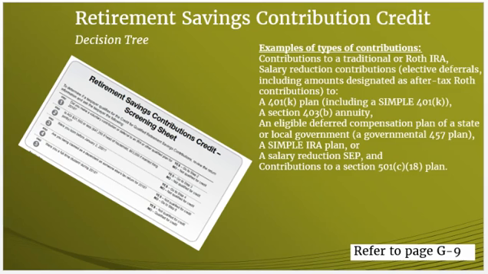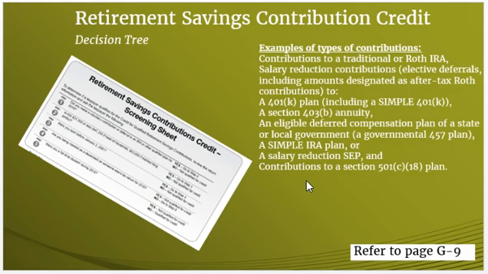Another credit you will see a lot of is the Retirement Savings Contribution Credit. And there is, of course, in your 4012 on page G9, the screening sheet, which is going to answer questions for you about different scenarios that you are faced with. But examples of the types of contributions: you've got taxpayers who make contributions to traditional or Roth IRAs. They have salary reduction contributions. They've got 401(k) plans. They've got Section 403 annuities. They've got a number of different ways of contributing to retirement.